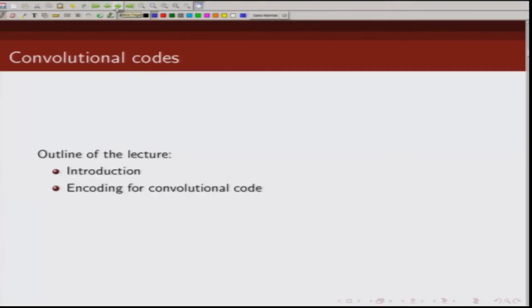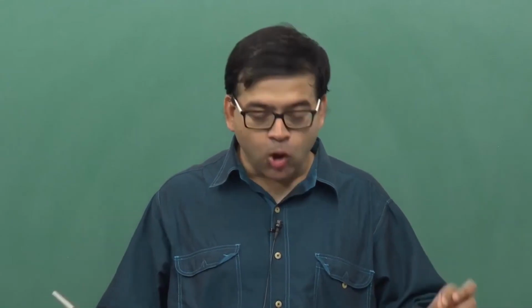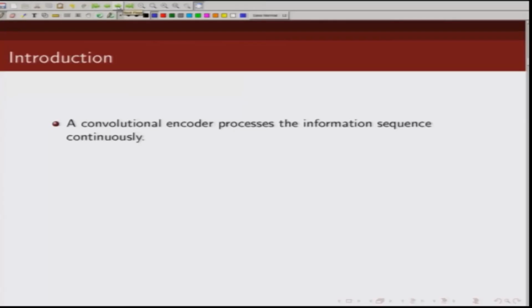So, today's topic of discussion is encoding of convolutional code, and we will take a very simple example of a rate 1 by n convolutional code. As you know, a convolutional code processes information sequence in a continuous fashion. So, information bits come in and we can get continuous output from a convolutional encoder.